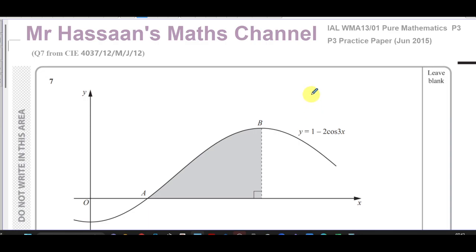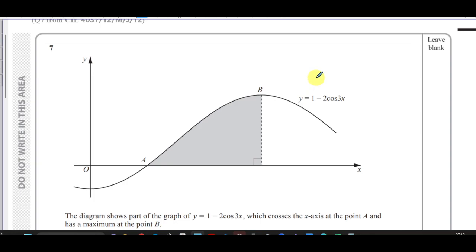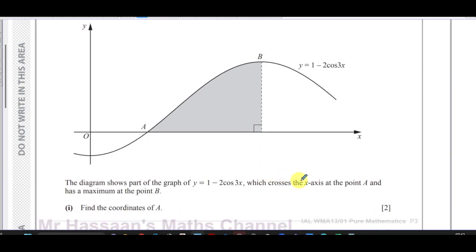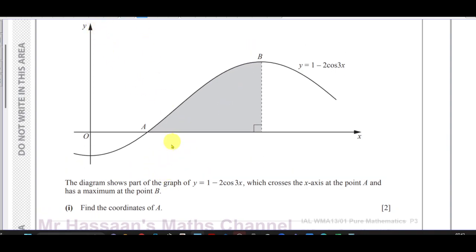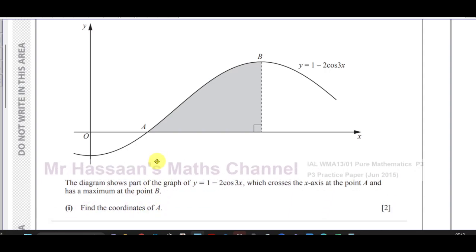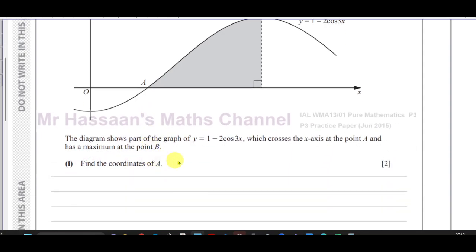Now, this question is about a trig function. We've got the graph of y equals 1 minus 2 cosine 3x, which crosses the x-axis at the point A and has a maximum at the point B. We're first of all asked to find the coordinates of the point A. That's the first thing we have to do.